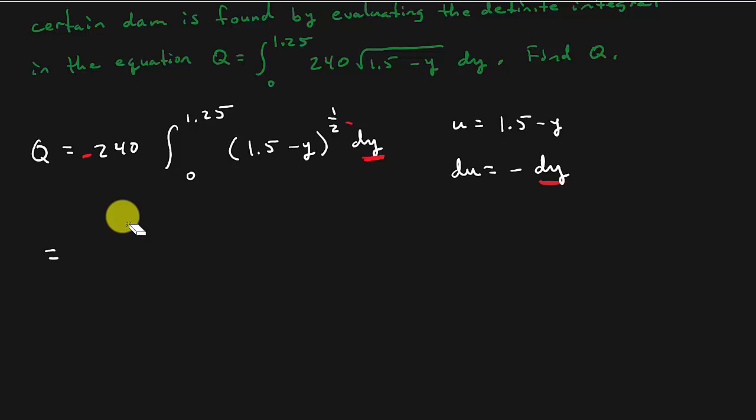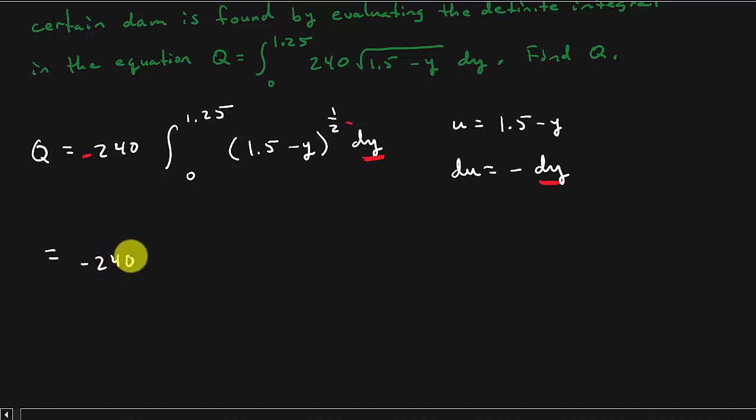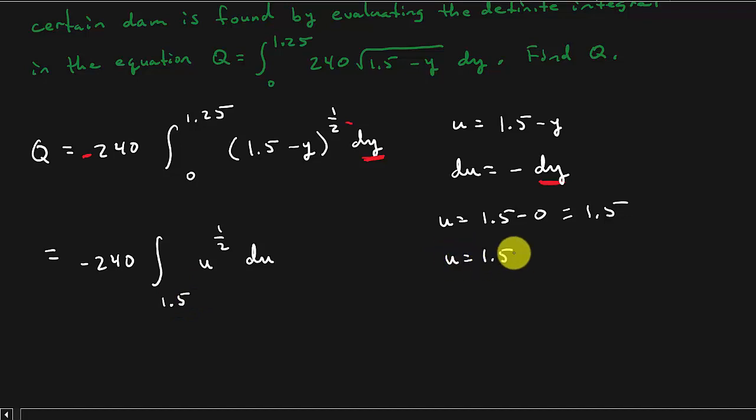All right. So let's make our substitution. So that's -240, and we've got u to the 1/2 du. And what do we need to do? We need to change our limits. So we've got u is equal to 1.5 minus 0, which is 1.5. And then we have u is 1.5 minus 1.25. And that is going to be, what is that, 0.25?